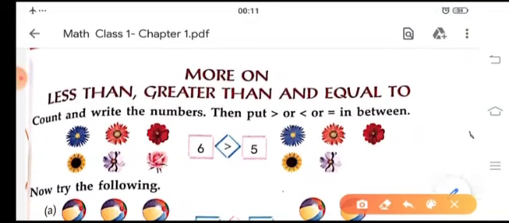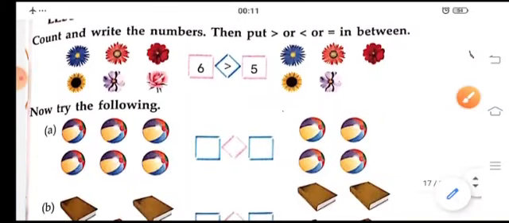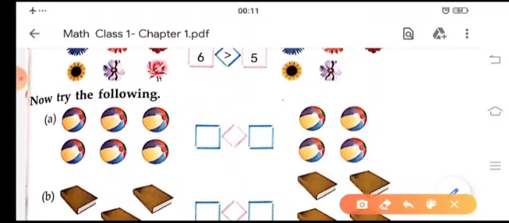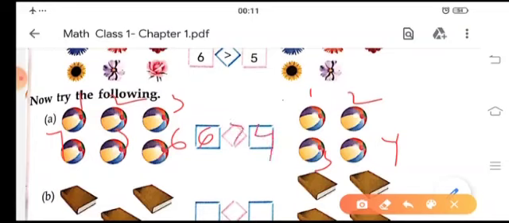Now children, we'll do the exercise more, less than, greater than and equal to. Okay. So see the first one. Count the balls. 1, 2, 3, 4, 5, 6. And here how many balls are there? 1, 2, 3, 4. Only 4 balls. So here, which one is greater? This. So 6 is greater than 4.